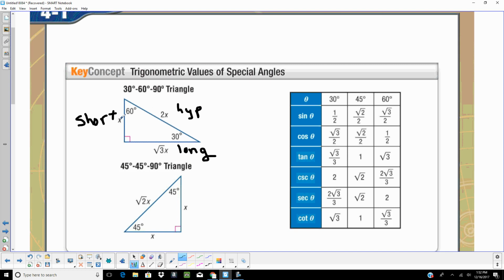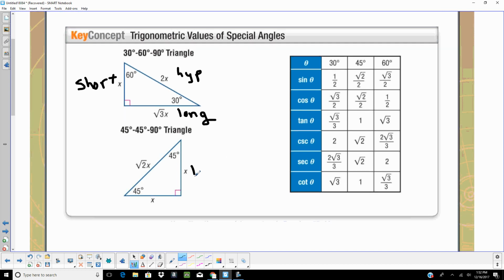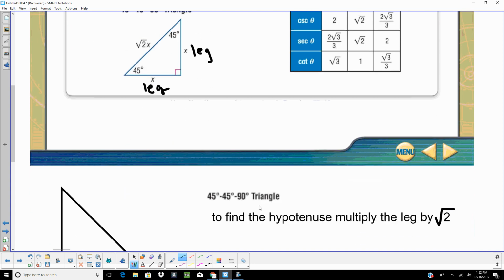So if you notice, they called the short side x. The hypotenuse is 2x. So you're multiplying your short side times 2 to get your hypotenuse. Your long side is radical 3 times x. So you take your short side times radical 3 to get your long side. Here, on a 45, 45, 90 degree triangle, your two sides, or your two legs, are exactly the same. And we're just going to call them legs. And to find your hypotenuse, that's going to be your leg times radical 2.